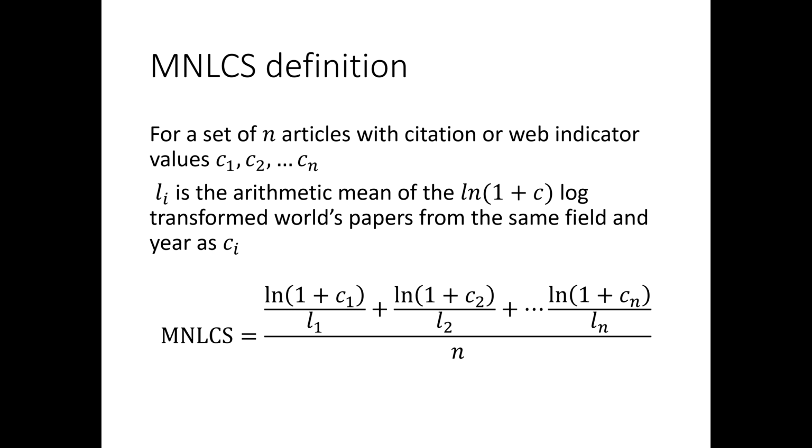Then the MNLCS would be the normalized log transformed citation scores for each paper. So the log transformed citation score divided by the world average log transformed citation score for the appropriate field and year. And then we average all these values. So it's the same as the MNCS score, but with the extra log transformation step.